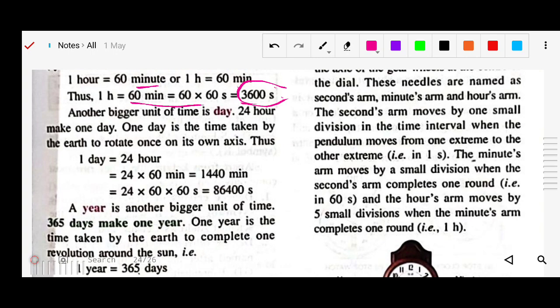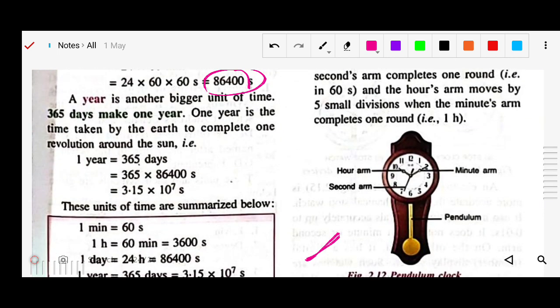Again, in one day how many hours? 24 hours. In one day how many seconds are there? 86,400 seconds. This you can also convert in terms of year. A year is another bigger unit, 365 days make 1 year, right? In 1 year, 365 days multiplied by 86,400 will give you 3.15 times 10 to the power 7 seconds. So in 1 year, how many seconds are there?